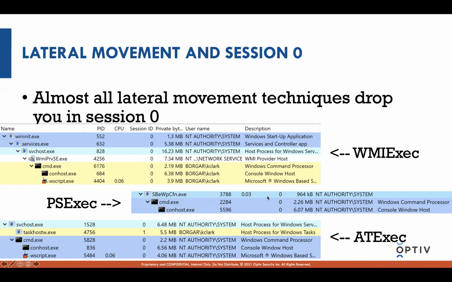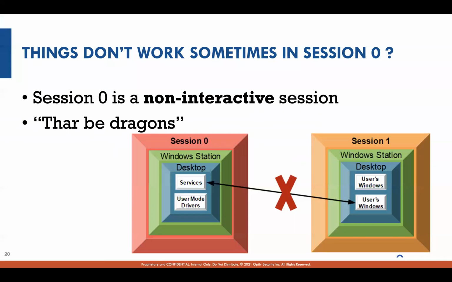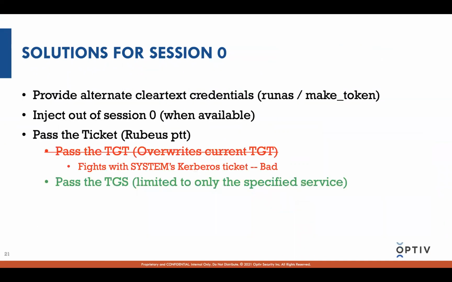It uploads a binary, which is executed by the service control manager, which is session 0. So it's right here. And then also atexec, which uses the task scheduler, executes in session 0. So basically all lateral movement techniques are going to drop you into session 0, which is actually a problem. So why is it a problem? Session 0 is non-interactive. So this means we can't do this Rubeus pass the ticket thing for TGTs.